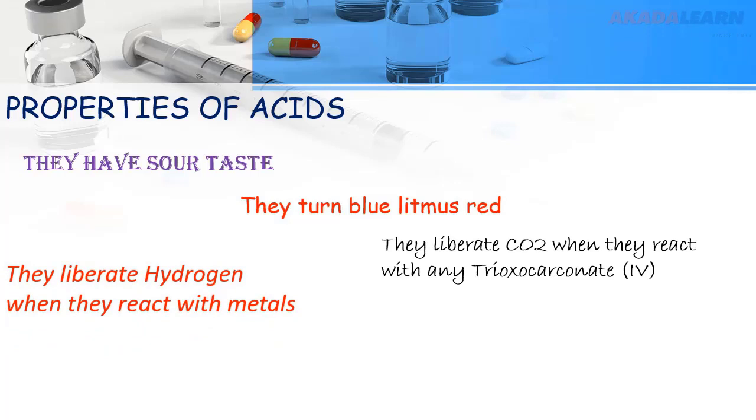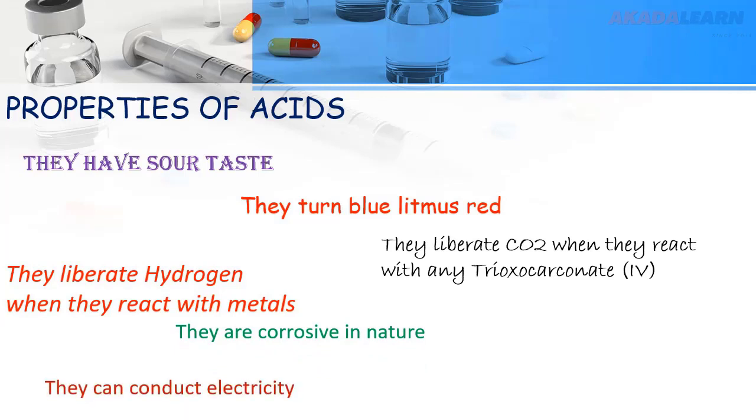They also liberate hydrogen when they react with metals. Acids have corrosive nature. Acids can conduct electricity, and they usually have a pH less than 7. Don't forget, pH means potential for hydrogen. They always have that pH of less than 7.